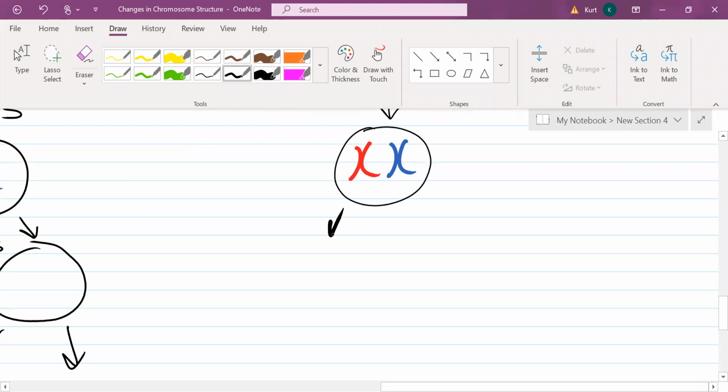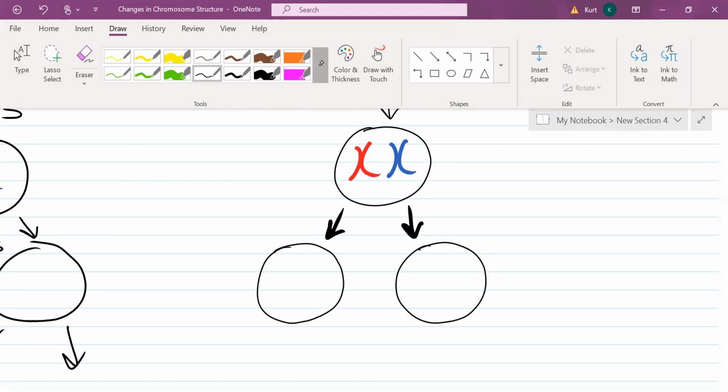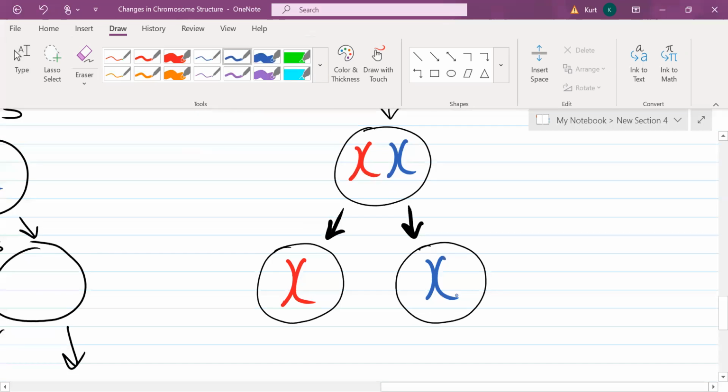Now it is going to divide. Okay, compare this to your normal version. Does that look right? Yeah, that's fine. Meiosis 1 went off without a hitch.